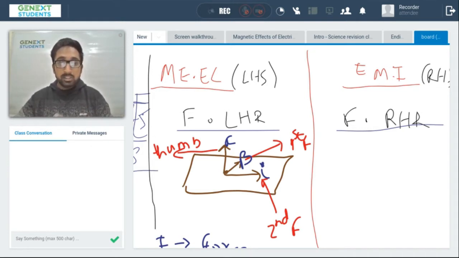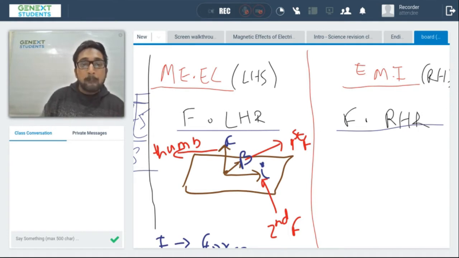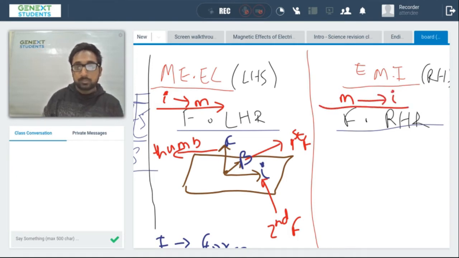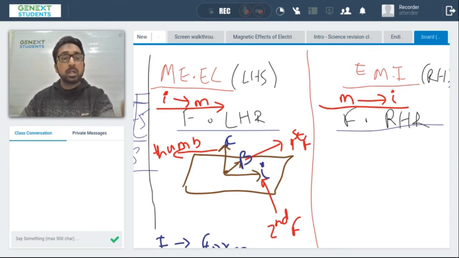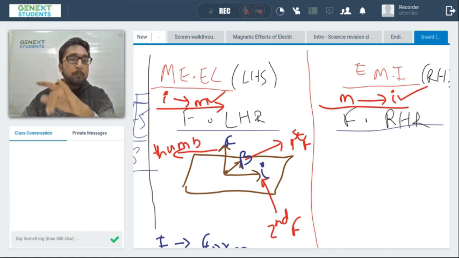So from here, in this part, we are getting a magnetic field from a current. We apply current and we get magnetic field, and here we apply magnetic field and we get current. This is the basic difference, right? Here, due to current, I'm getting a magnetic field. And here, due to magnetic field, I'm getting a current. This is the basic difference between them.